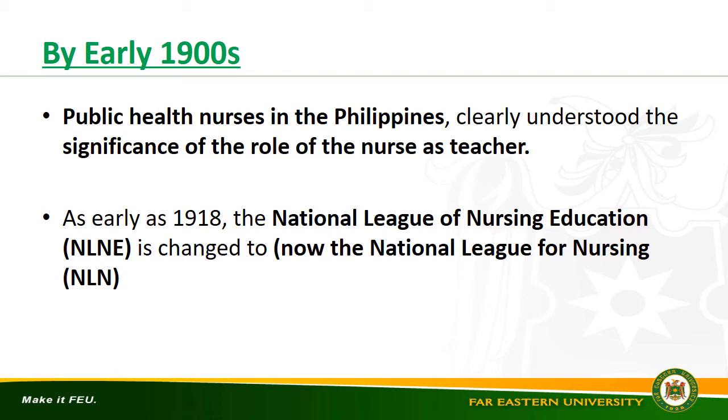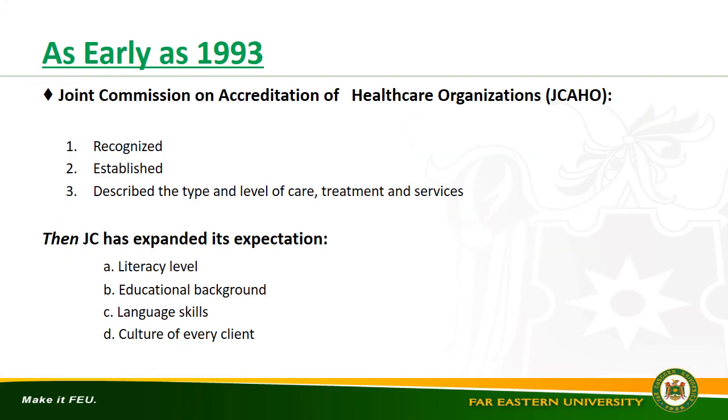In 1918, the National League of Nursing Education, which has now changed to the National League for Nursing, or NLN, two decades later recognized nurses as agents for the promotion of health and prevention of illness in the settings in which they are. In 1993, the Joint Commission on Accreditation of Healthcare recognized the importance of patient education by nurses and established nursing standards that describe the type and level of care, treatment, and services that must be provided by the agency or organization to receive accreditation.